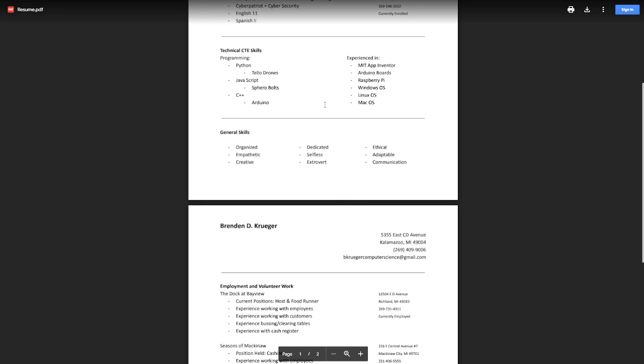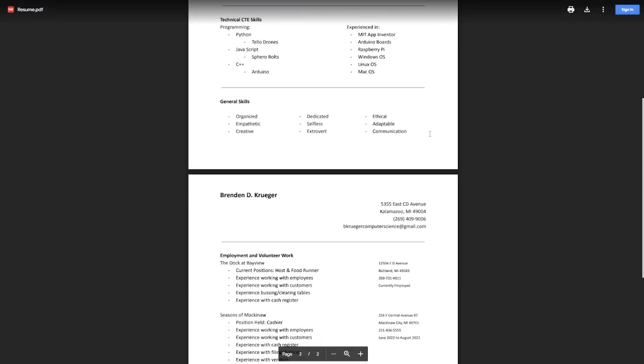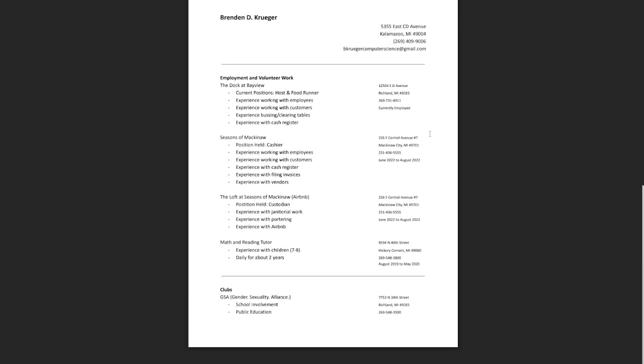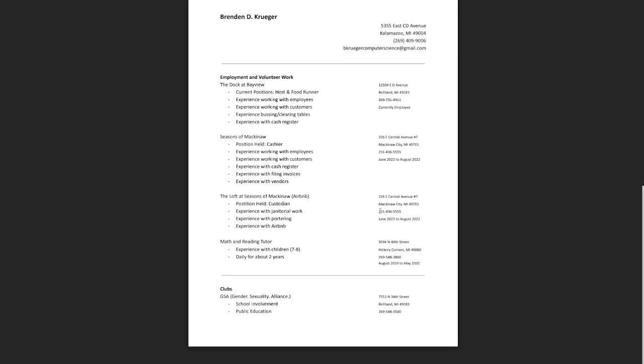Some of my general umbrella skills are that I'm well organized, dedicated, ethical, empathetic, selfless. I know it can be bad sometimes, but I promise it's good. Adaptable, creative, extrovert, and communicative. My employment and work: I've worked at many establishments, but now I have a solid job that I'm probably going to be with for a couple of years.